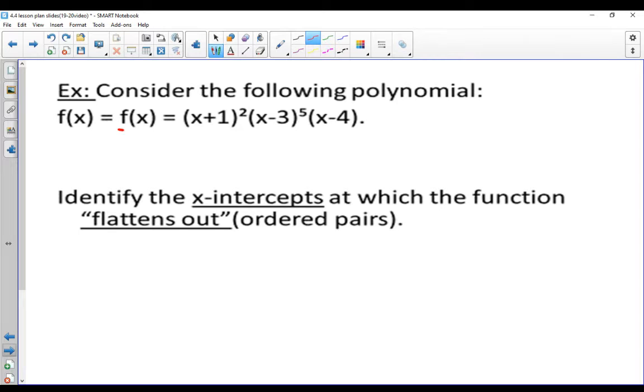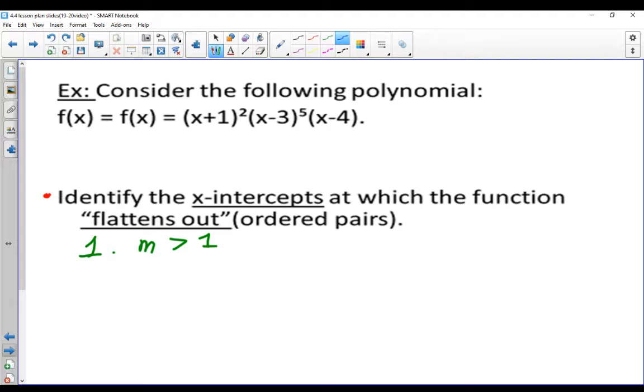Still got the same equation, but now this is our objective. Identify the x-intercepts at which the function flattens out. Okay, this is where you're going to have to look at your key points. Look at the key points on a separate sheet of paper. Where it says flattens out, that's key point number 1. And according to key point number 1, a graph flattens out if m is greater than 1.